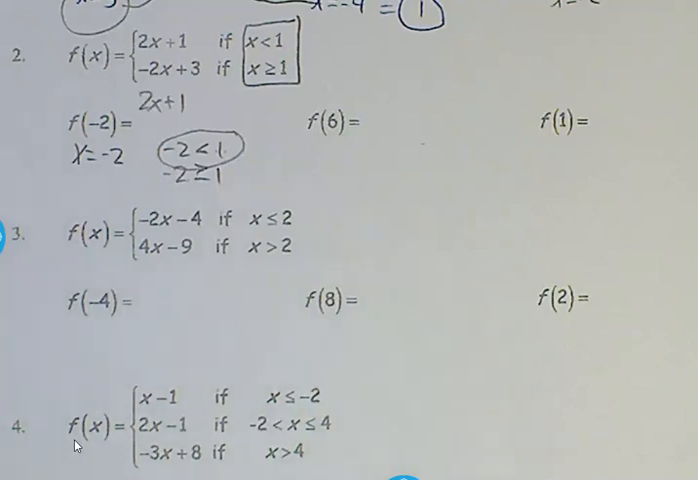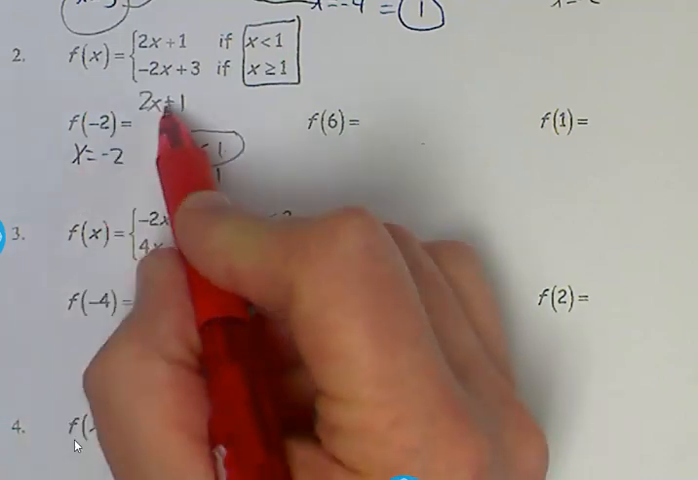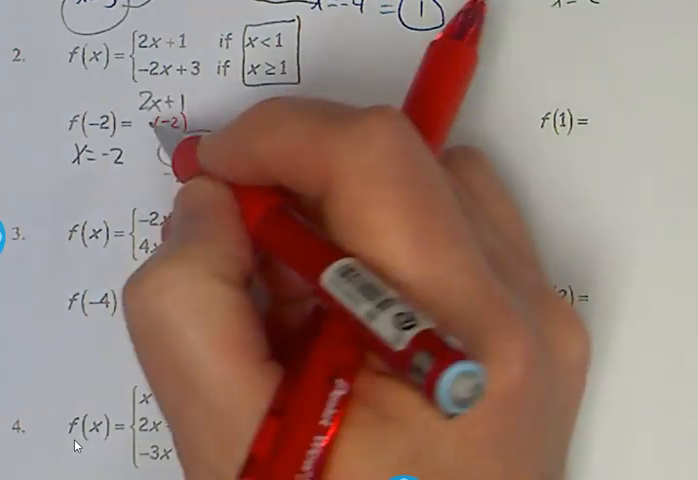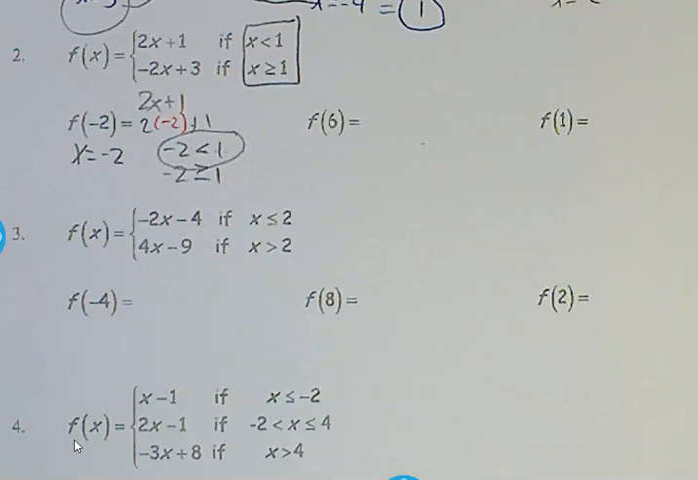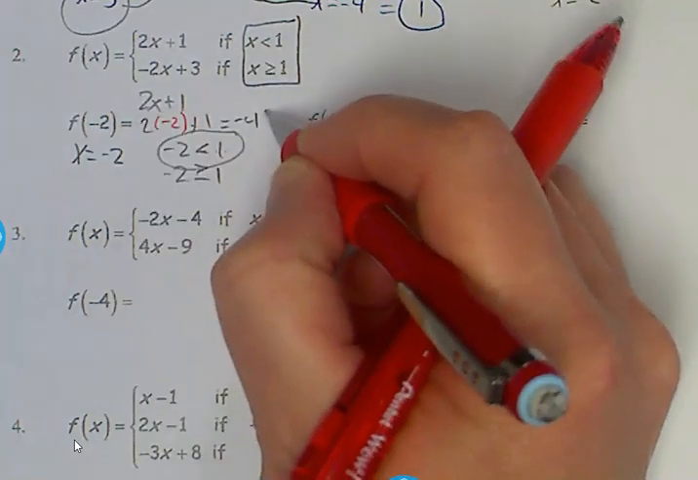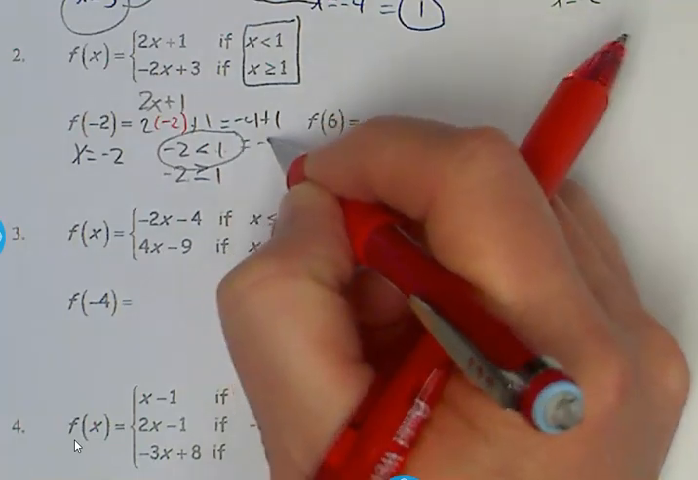Okay. And everywhere we've got an x, we're going to replace the x with -2. So it's going to be 2 times -2 plus 1. That's going to be 2 times -2 is -4, plus 1. That should be -3.